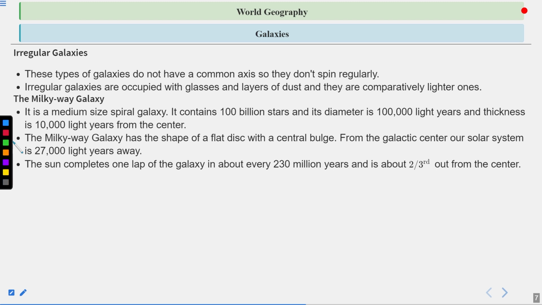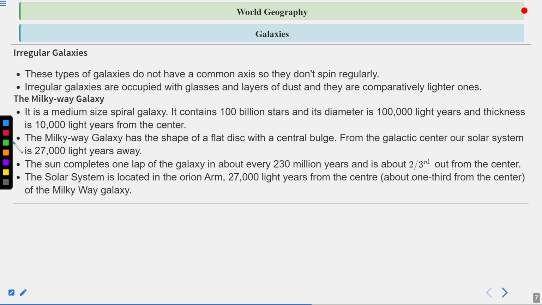The Sun completes one lap of the galaxy in about every 230 million years and is about two-thirds out from the center. The solar system is located in the Orion Arm, 27,000 light years from the center, about one-third from the center of the Milky Way galaxy. So these are the data that we need to understand, and 1 light year is equal to 9.46 into 10 raised to the power 12 kilometer. So you can understand what exactly the numbers are when they are saying 1 lakh light year or 10,000 light years. I hope now you are able to understand all of them.